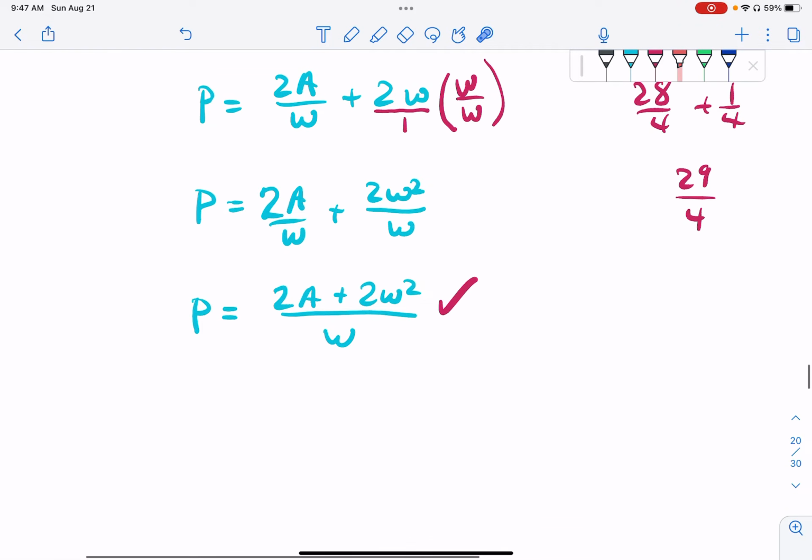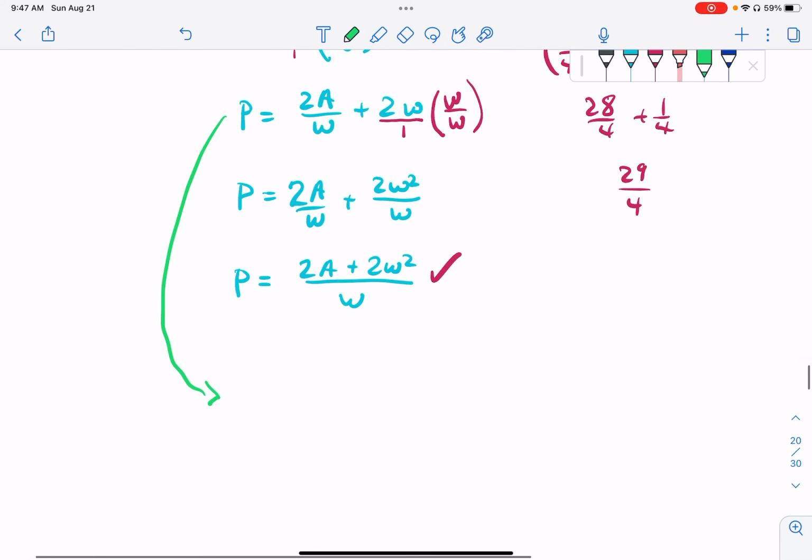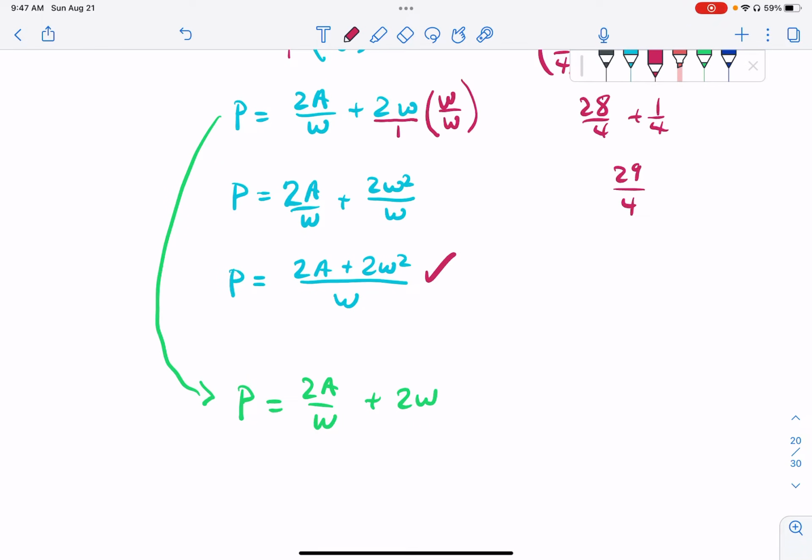So I'm just going to bring that equation down one more time. Let's do this in green so you can see an alternative method. P is equal to 2a over w plus 2w. Okay, so this is an equation that has a fraction in it. And remember, one of the strategies when you're dealing with equations that have fractions is that you can multiply by a common denominator and get rid of them. So if we multiply everything by w, it's going to get rid of the w on the bottom of this fraction right here. So multiply everything by w.